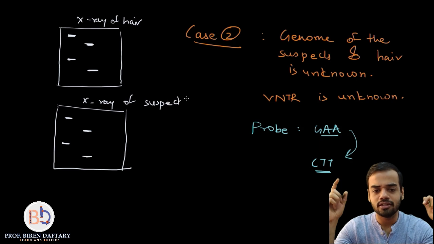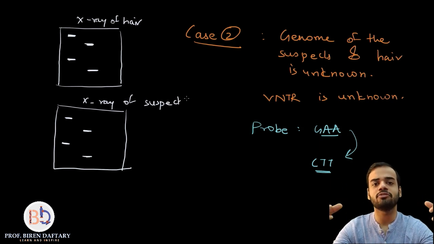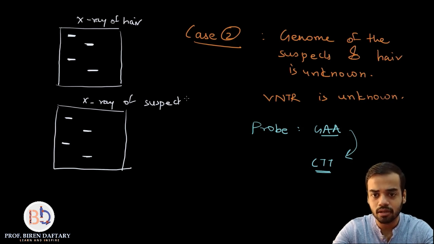See, are you understanding what I'm trying to say over here? You don't know the VNTR, but since the DNA is the same, the probe is going to bind at exactly the same location. So you basically just have to see which of the suspects' X-rays the hair X-ray matches. As soon as it matches, suppose suspect number 4 has the same X-ray, that means suspect number 4 and the hair sample have the same DNA, so that hair belongs to suspect number 4. From this method you cannot find out the VNTR.